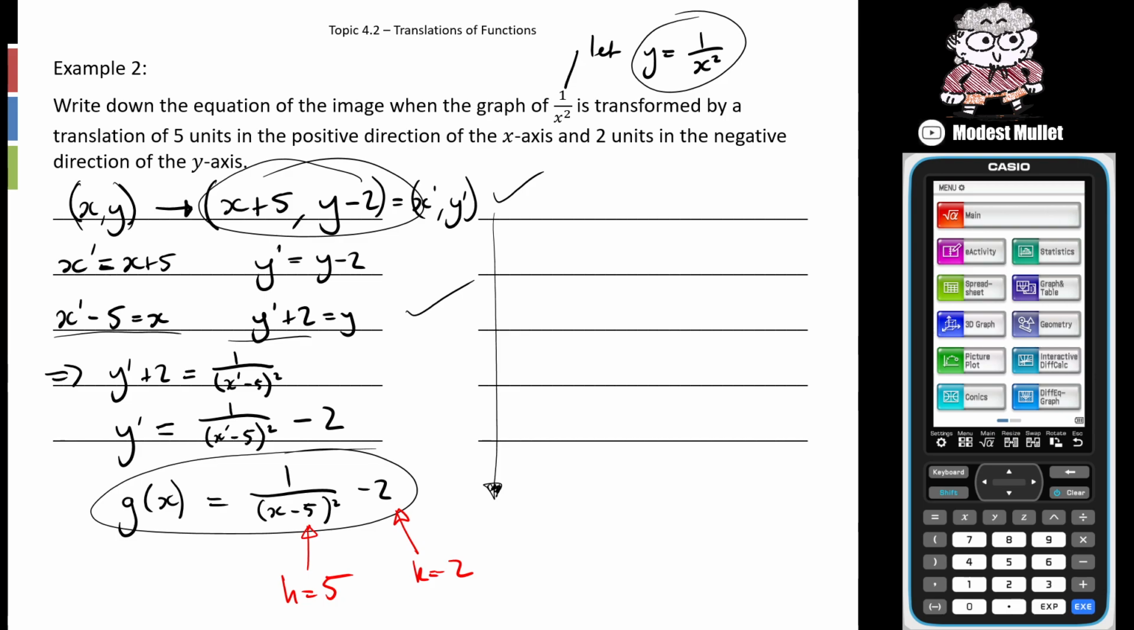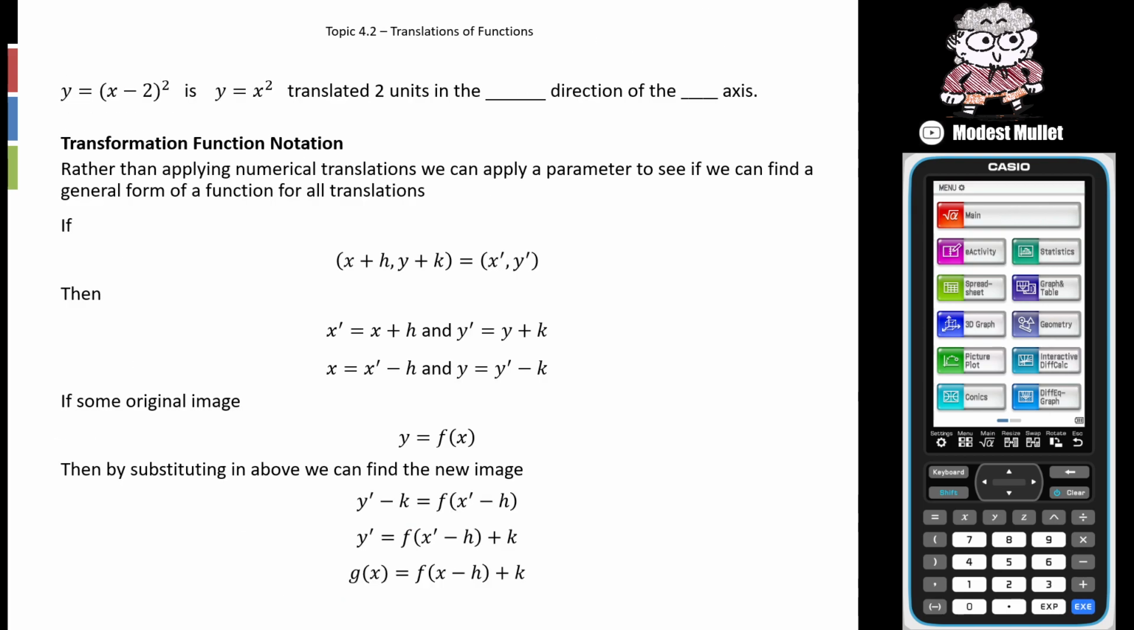Our h and k values, especially for translations: if it's 2 units across, or 5 units across in this case, write a -5 there. If it's 2 units down, put a -2 on the end. This pattern always comes out, so surely there must be some way that we can actually write this and know that this will occur 100% of the time. There must be some algebraic way. So what we can use is some transformation function notation instead.